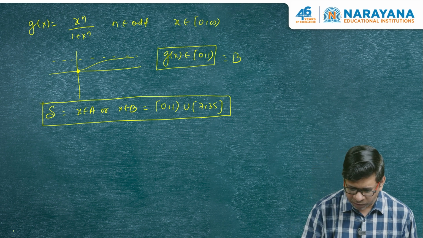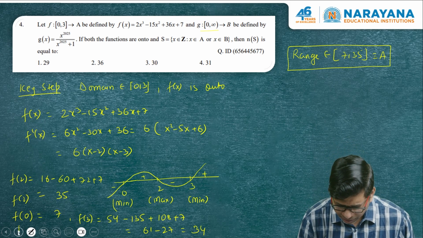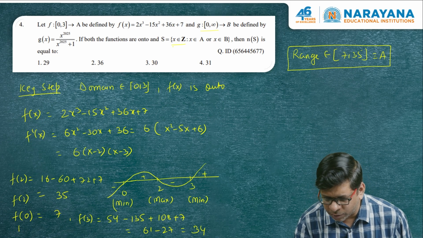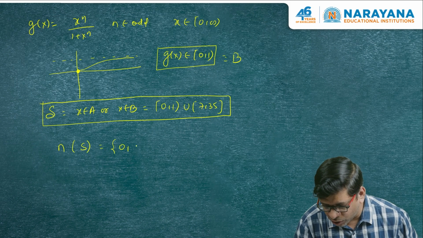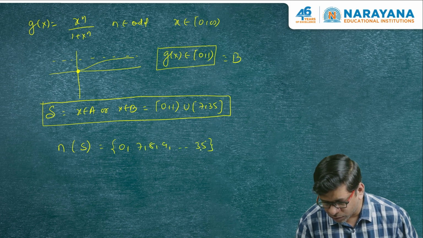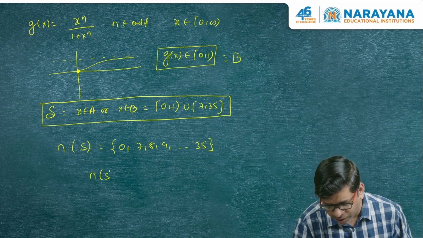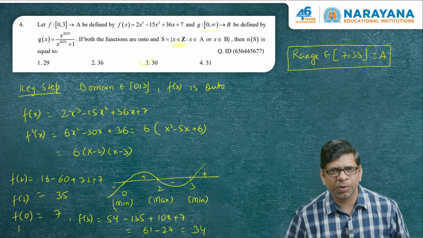So we have got all the information, whatever they are requiring. Now they are asking the number of elements in set S. Did they ask for integers? Yes, x belongs to Z. We are counting the number of integral points, which are 0, 7, 8, 9 up till 35. So 7 to 35 is 29 numbers, and 0, so 30. So the total number of elements is 30. So 30 should be the correct answer for this question. And 30 is option C, the third option.